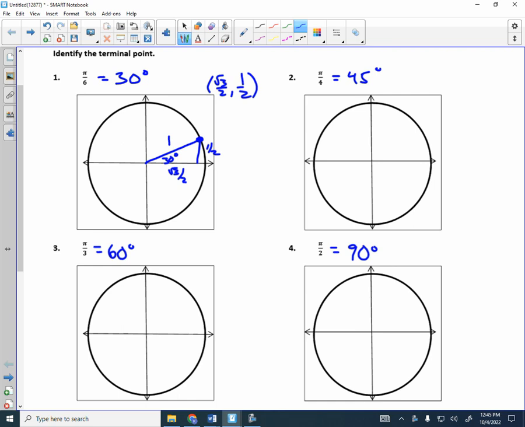We all good with that? So for the next one, instead of drawing a 30-degree angle, I draw 45. And we know that the radius is always 1. Does anybody remember what the other sides are? Good. Root 2 over 2 and root 2 over 2. See how much you remember?